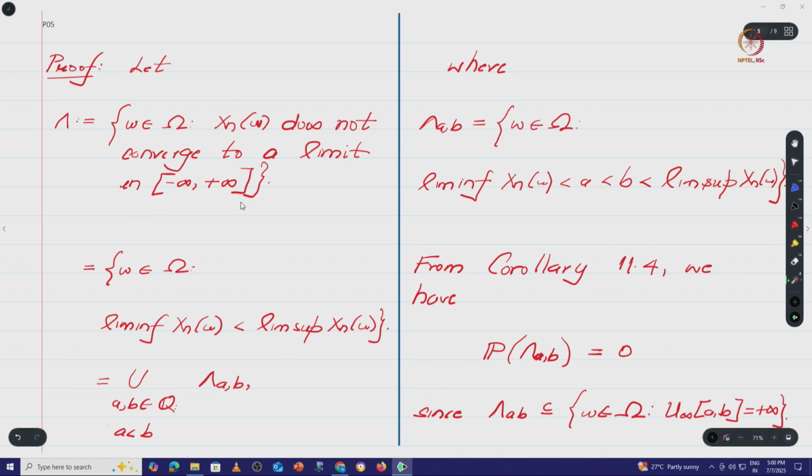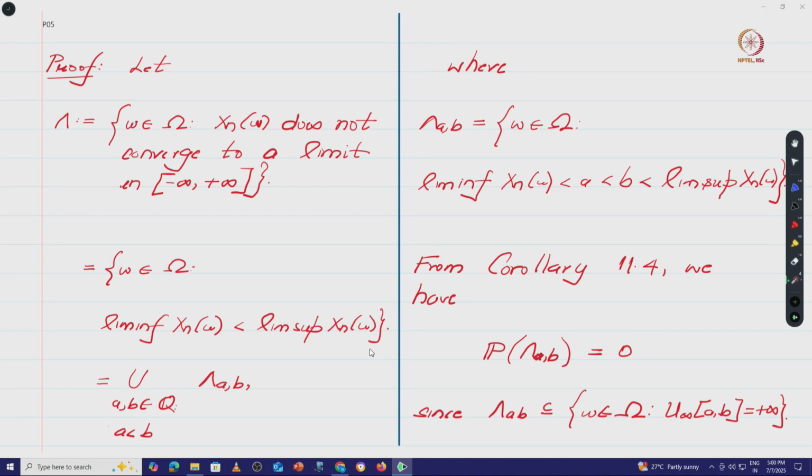It is very easy to see from some basics of real analysis that this limit is equivalent to this limit. It basically says that Lambda is the collection of all little omegas such that the lim_inf is strictly less than the lim_sup. Those who have seen limits of sequences of real numbers know that the limit is said to exist only when the lim_inf is equal to the lim_sup, and we also know that the lim_inf is always less than or equal to the lim_sup. Hence, saying the limit does not exist is equivalent to saying that the lim_inf is strictly less than the lim_sup.